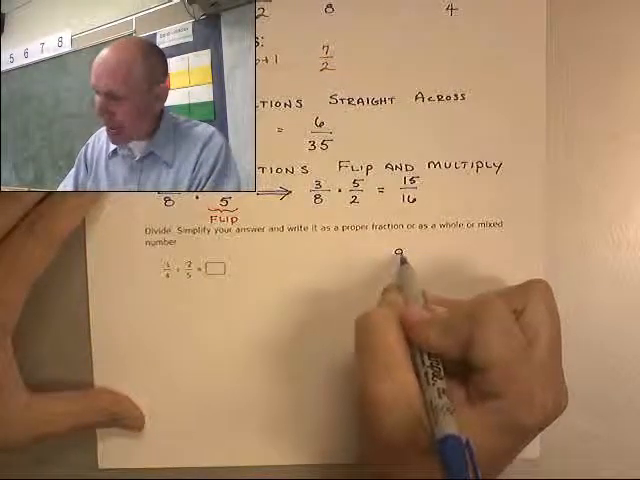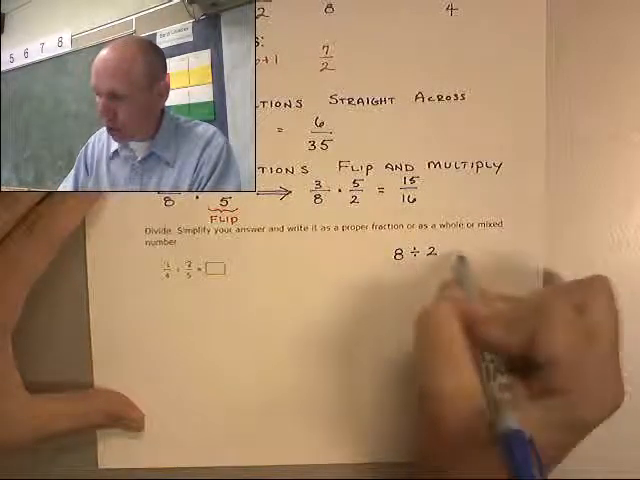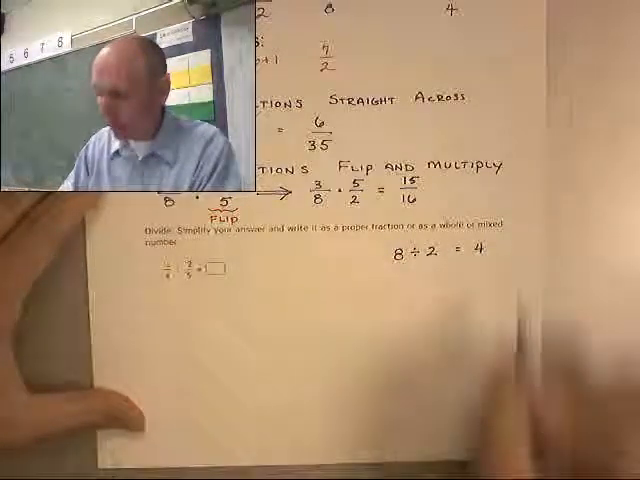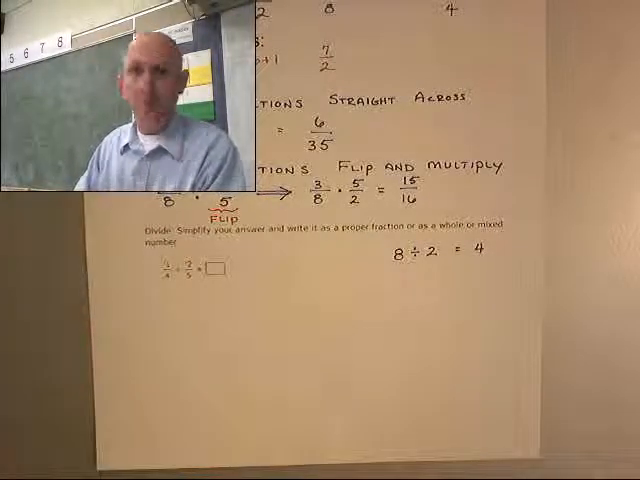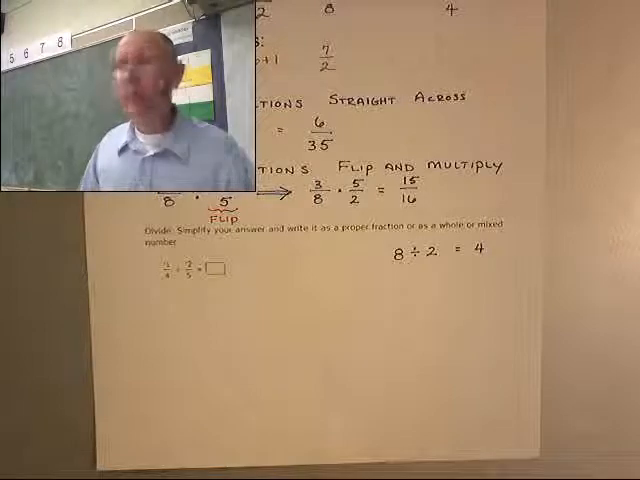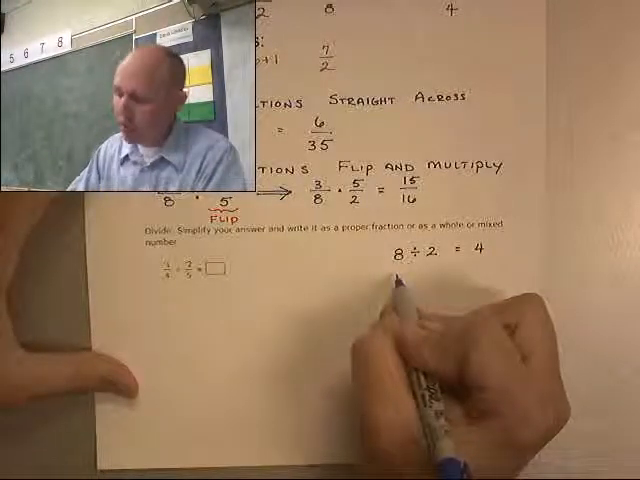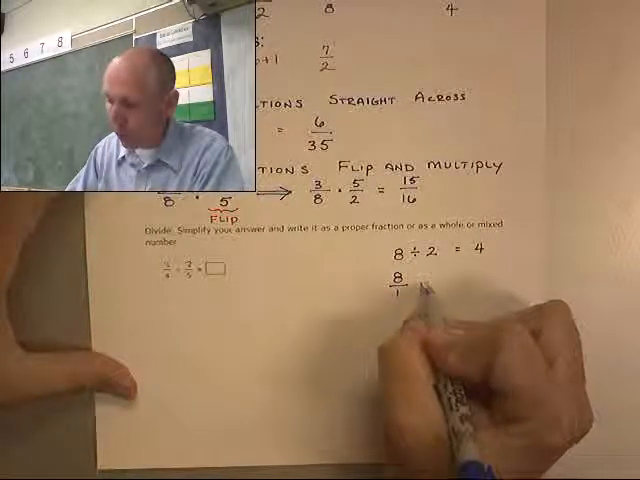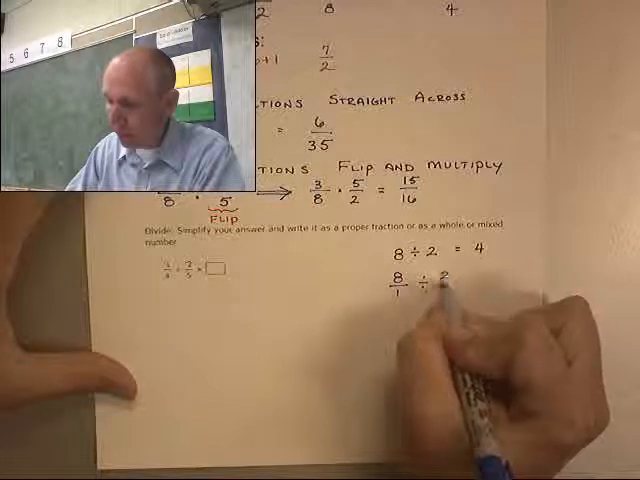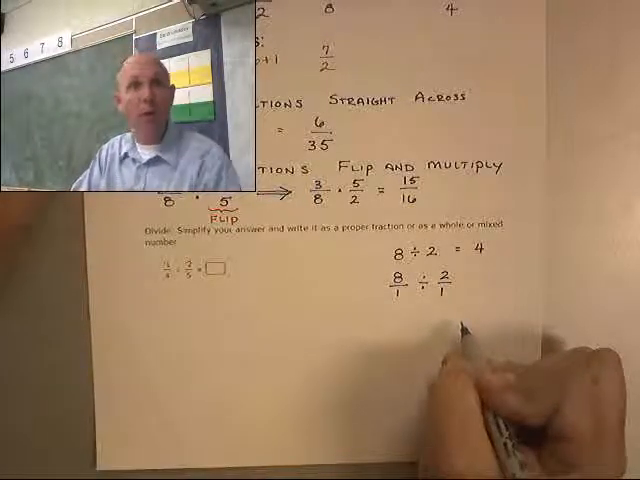Are you happy that 8 divided by 2 is 4? Is 8 divided by 2 4? Yes? Okay, good. I've convinced you of that. Let's write both of these as fractions. Let's write this as 8 over 1 divided by 2 over 1. I've turned them both into fractions.